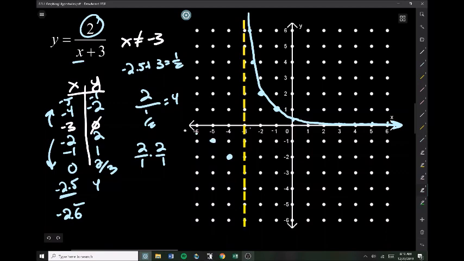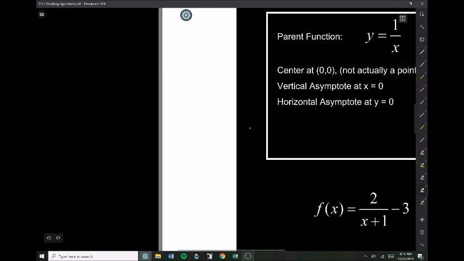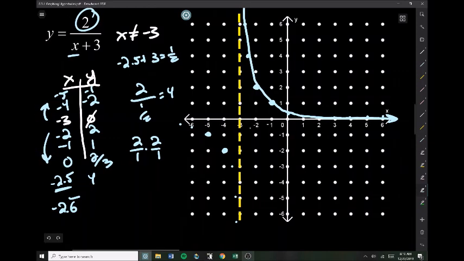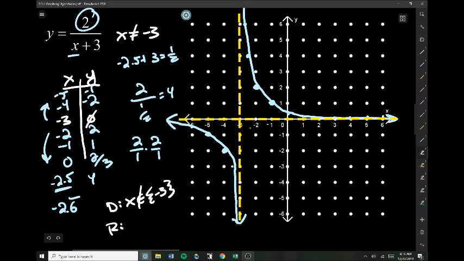And I'm going to have the same pattern that I had before. Graphs like this. There is a horizontal asymptote still at the x-axis. So our domain is that x cannot be negative 3, and our range is that y cannot be 0. Everything appears except for those two values.